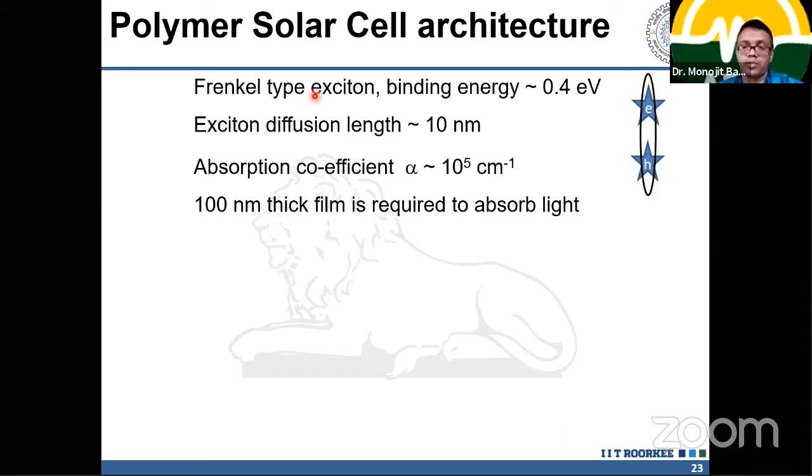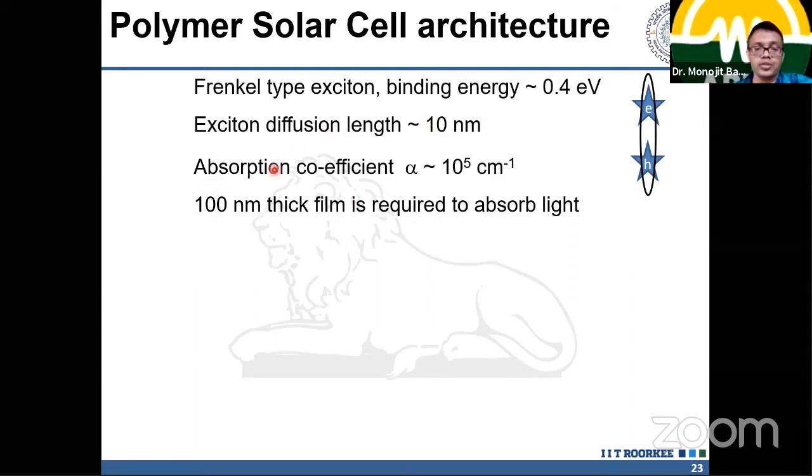It's on the order of hundreds of milli electron volts that cannot be dissociated using thermal energy. Remember, thermal energy is only 25 milli electron volts at room temperature. So they're not dissociable. Second is the exciton diffusion length. This is only 10 nanometers. So whenever you generate any exciton, it can diffuse up to 10 nanometers before it recombines or dissociates. If it doesn't dissociate, it will definitely recombine, and it will give you either light, or it can be non-radiative recombination. So you lose the photon energy there.